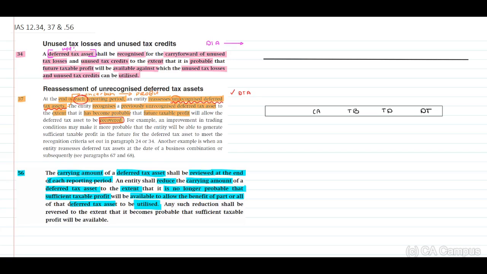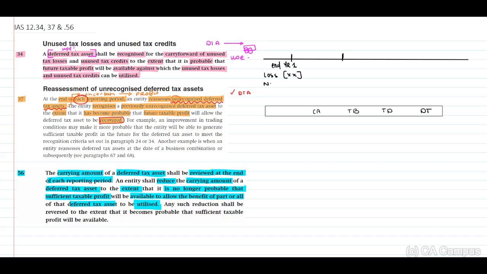Right, therefore, paragraph 34 indicates to us that we may recognize a deferred tax asset if it is certain that there will be future income to be able to utilize, to be able to use that asset. Paragraph 37 indicates to us that at the end of each reporting period, therefore, when you look at my timeline, let's say, for example, that this section here is the end of year 1. Now, at the end of year 1, they've recognized tax losses, right?